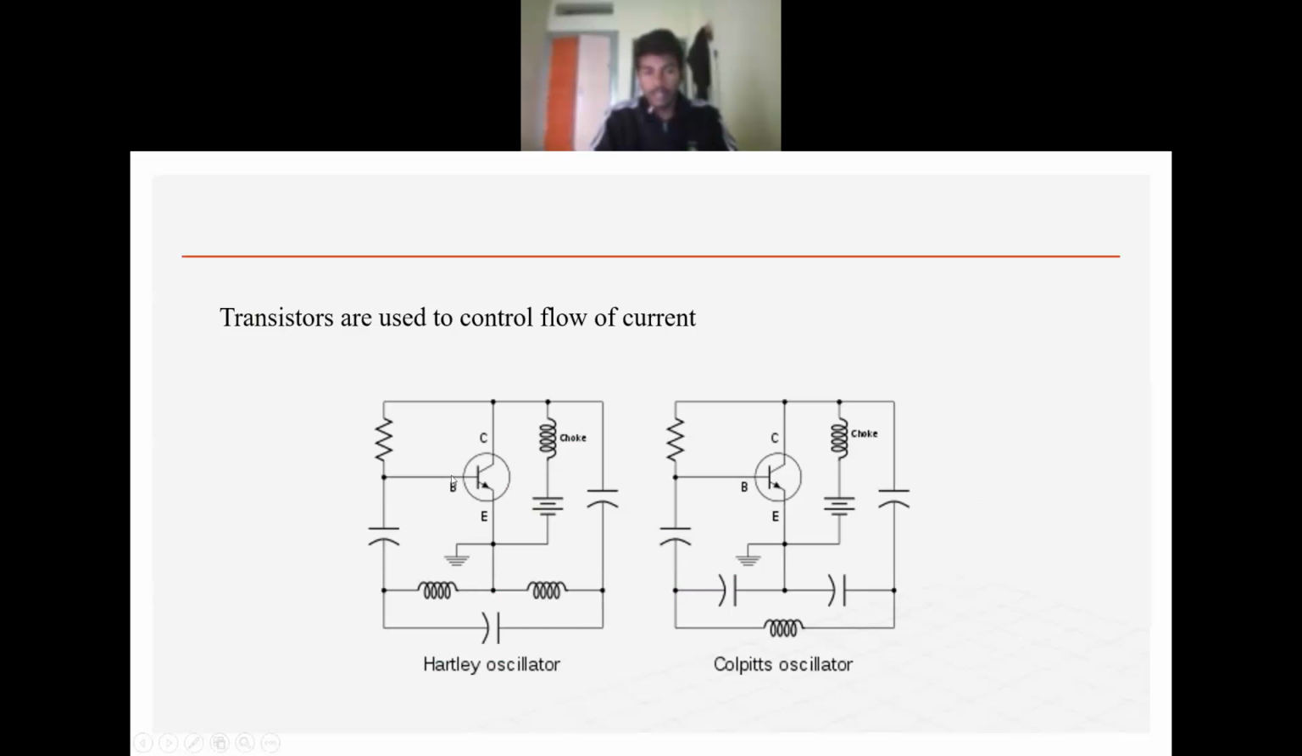So here we can see that if there is the required flow, then this PNP junction allows the current to flow downward, or according to the input it can flow upward. So this transistor is used to control the flow of current in such a way that we can get the required frequency. This comes under the circuit design part, and the circuit is designed in such a way that we will be getting the required frequencies.